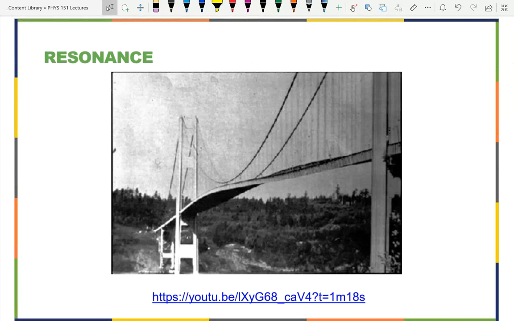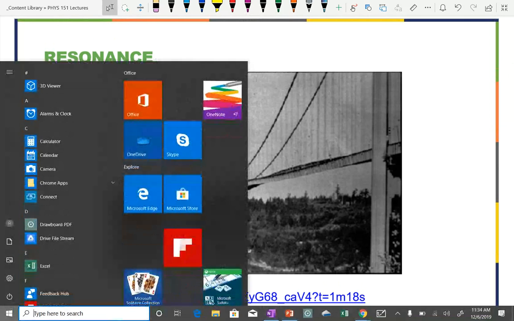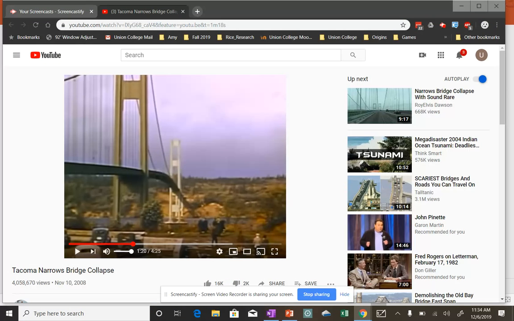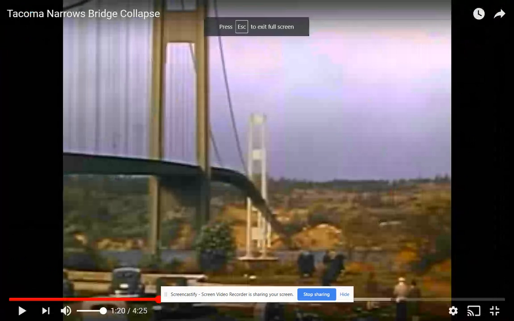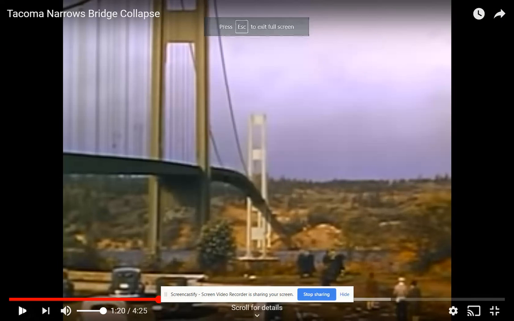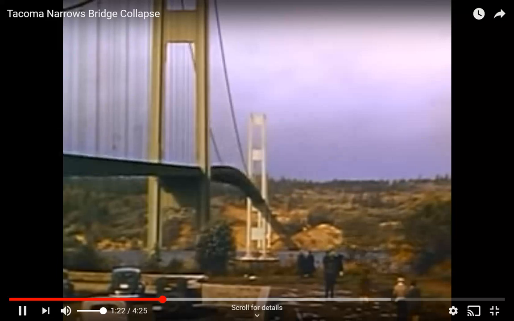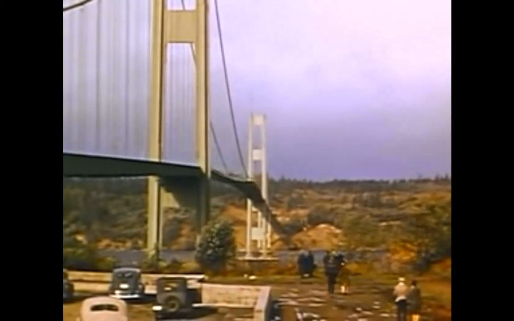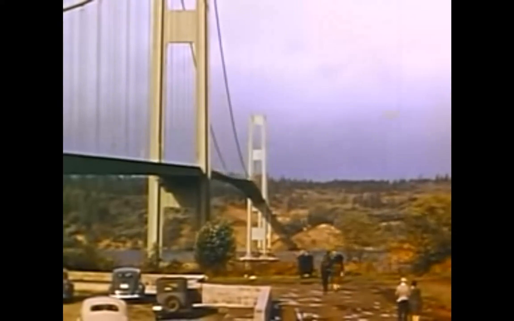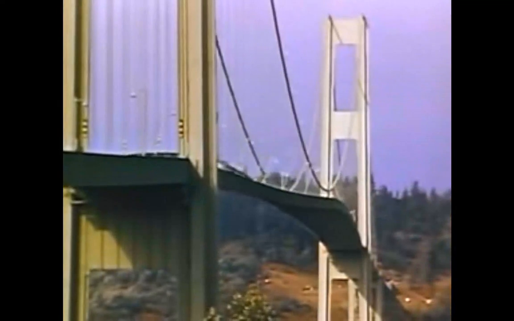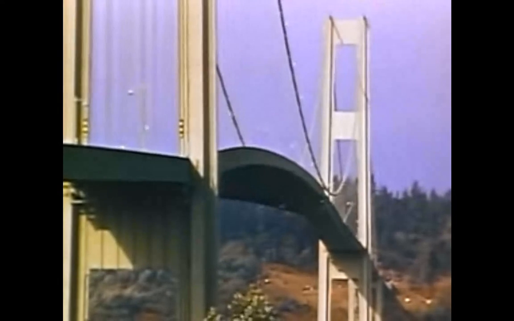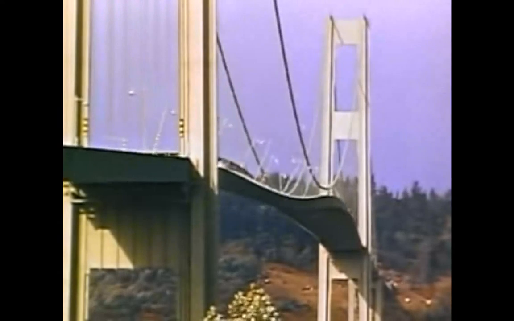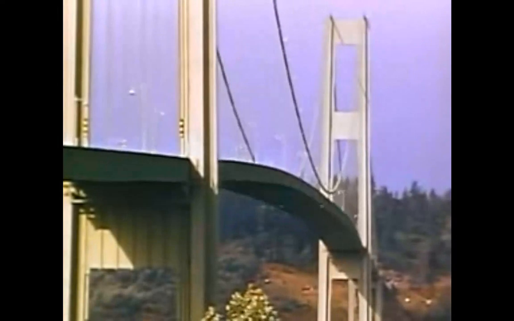Resonance. We must watch a video. For some reason, the YouTube link I've posted doesn't have audio. This comes from a science video that I used to have a copy of. This is the Tacoma Narrows Bridge, a bridge built between Seattle and Tacoma. It's in the Washington area anyway. And soon after it was built, they noticed that even with small amounts of wind, it had alarming motion.